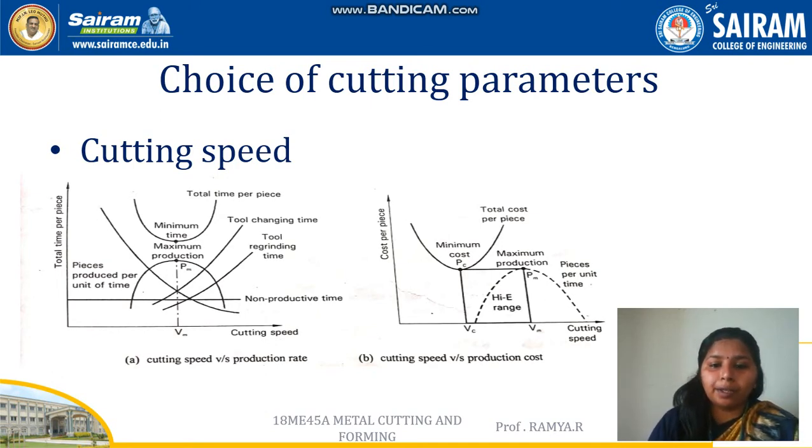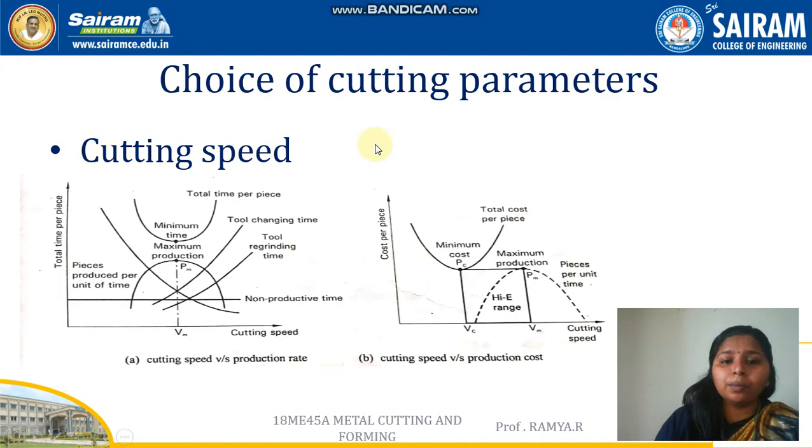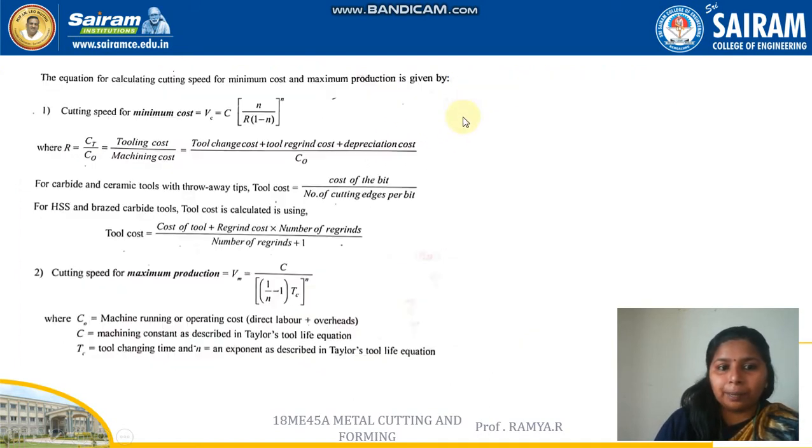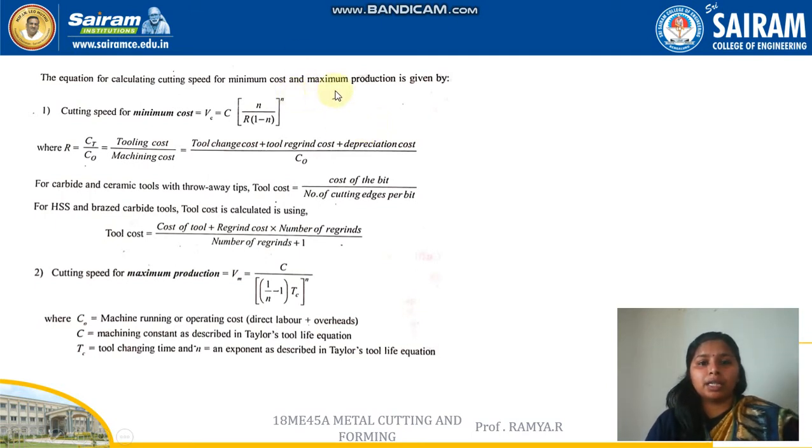However, both the requirements cannot be achieved with a single cutting speed. So either we have to minimize the machining time, or we have to minimize the cost. Both things cannot be achieved while choosing a cutting parameter. This is an equation for calculating the cutting speed for minimum cost and maximum production.